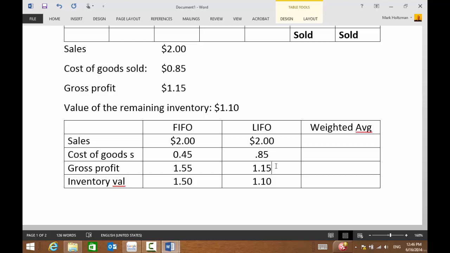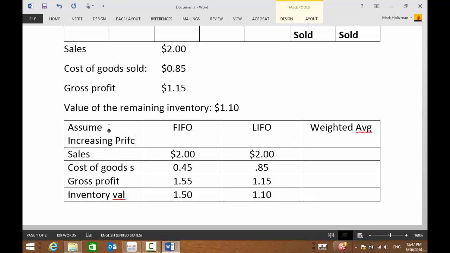This is going to be the case, by the way, when prices are going up. If prices are going down, it's going to go in the opposite direction. LIFO will present you higher profits and higher inventory value, whereas FIFO will have lower profits and lower inventory value. So this is under an assumption of increasing prices. Assume increasing prices.